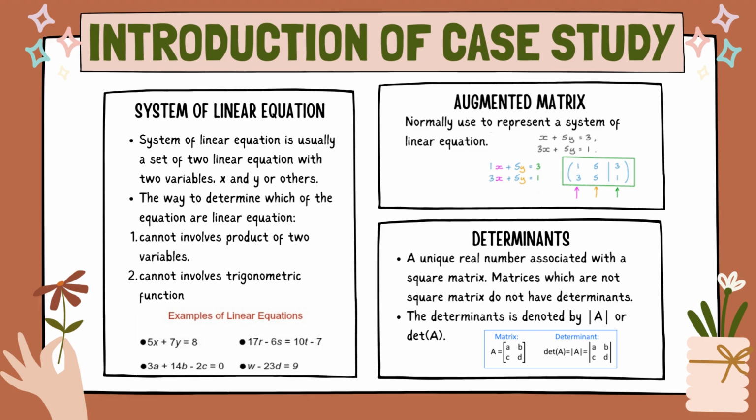Last but not least, determinant. A determinant is a unique real number associated with a square matrix. Matrices which are not square matrices do not have a determinant. The value of the determinant gives important information about the matrix. The determinant is denoted by det(A) or |A|. There are several methods to evaluate determinant, and we will discuss it later on the next slide.